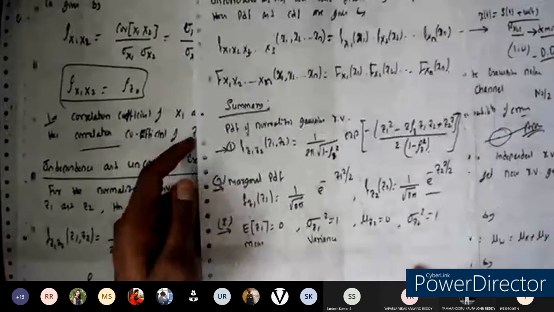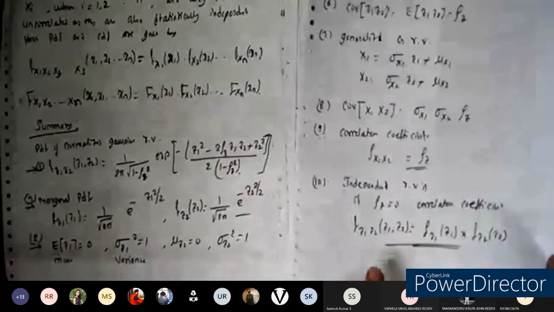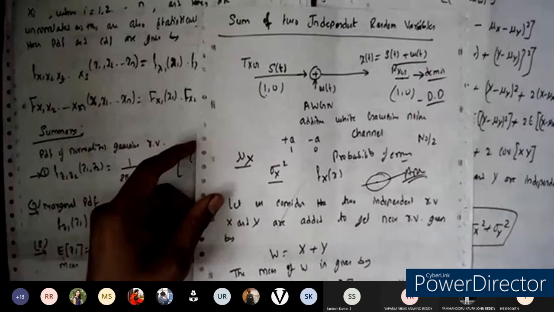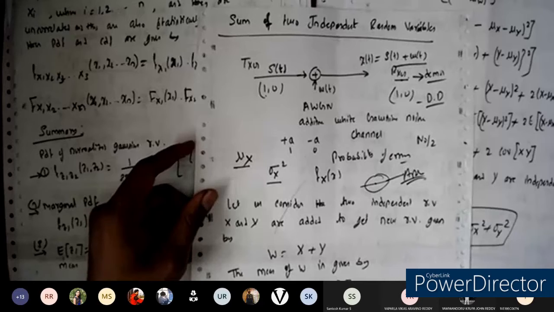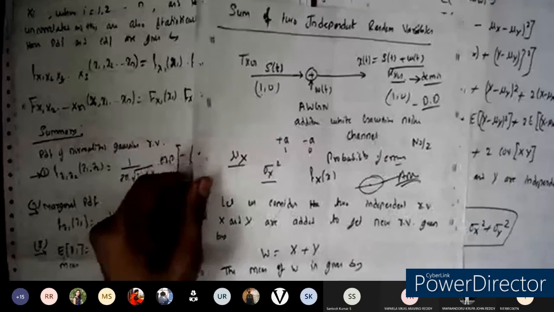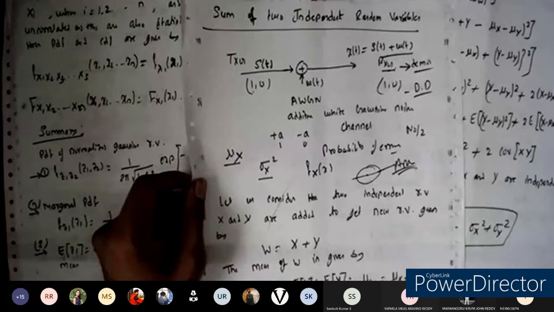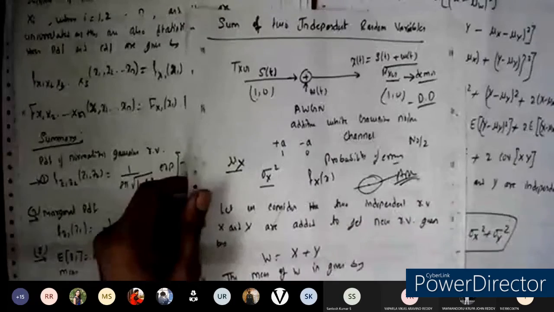And we have seen the summary of this, how to find the marginal PDFs, everything. We have taken the summary, we have seen the formulas here. Afterwards you have seen the sum of two independent random variables, a case where we apply this in communication, where the noise will be added to the transmitted signal, so that the received signal is the sum of the additive Gaussian noise plus the transmitted signal. So this is a case we have considered.